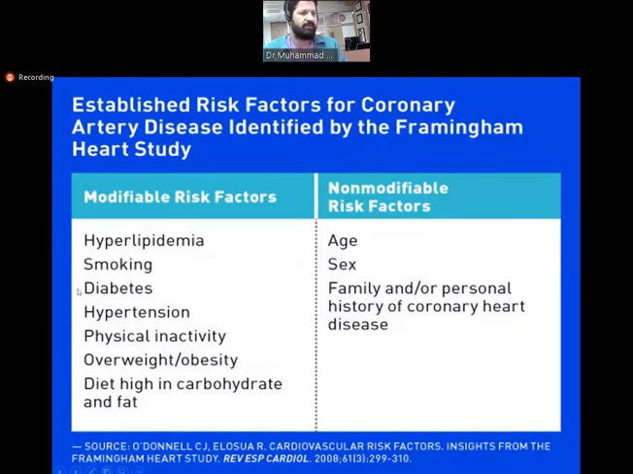Then, on the left side of your screen, you can see the modifiable risk factors: hyperlipidemia, smoking, diabetes, hypertension, lack of physical activity, obesity, and poor diet. Whenever you have these risk factors, your atherosclerotic process gets escalated, and you get coronary artery disease earlier. So whoever has a family history should look after these modifiable risk factors and modify them as much as possible.